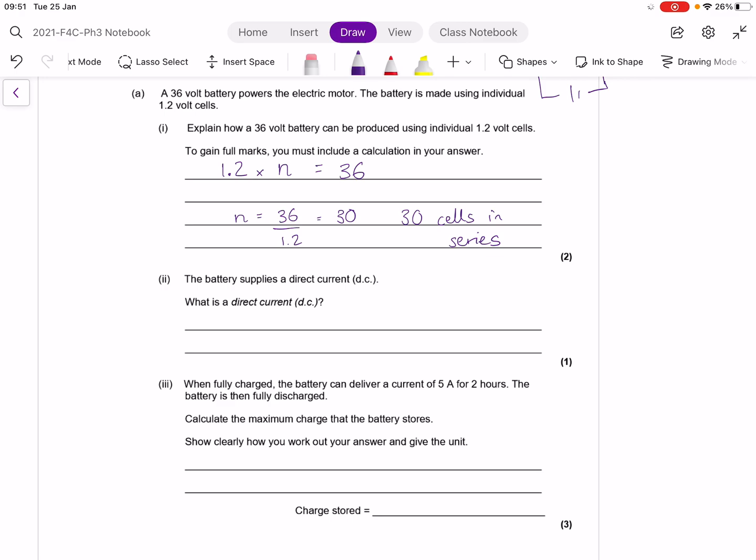Okay, direct current, very quick. So constant direction. We already talked about this in question 4, so I won't spend long on that.